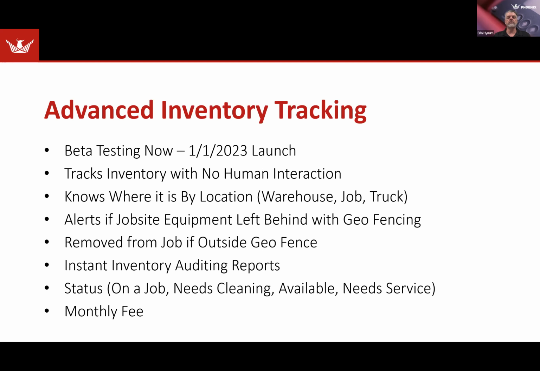Okay, so advanced inventory tracking. We're beta testing now. It tracks inventory with no human interaction. It knows where it is by location. You can receive alerts if you're leaving equipment behind. We can remove it from the job automatically if it goes outside the geofence of the job. We have instant inventory auditing reports, so no need to be taking all the equipment down from the shelf. And then we keep the status of the equipment for you. And this does have a monthly fee. However, it's similar to what you might see in the market today.